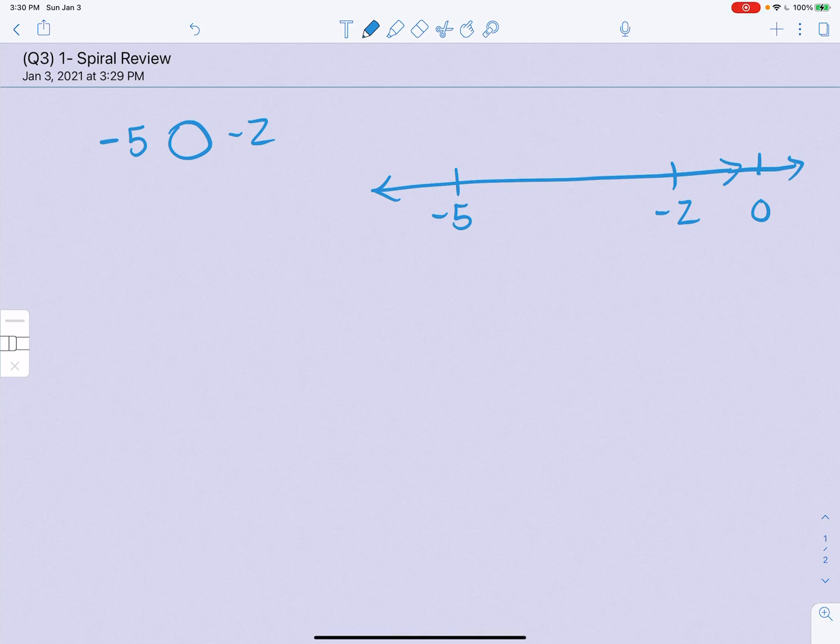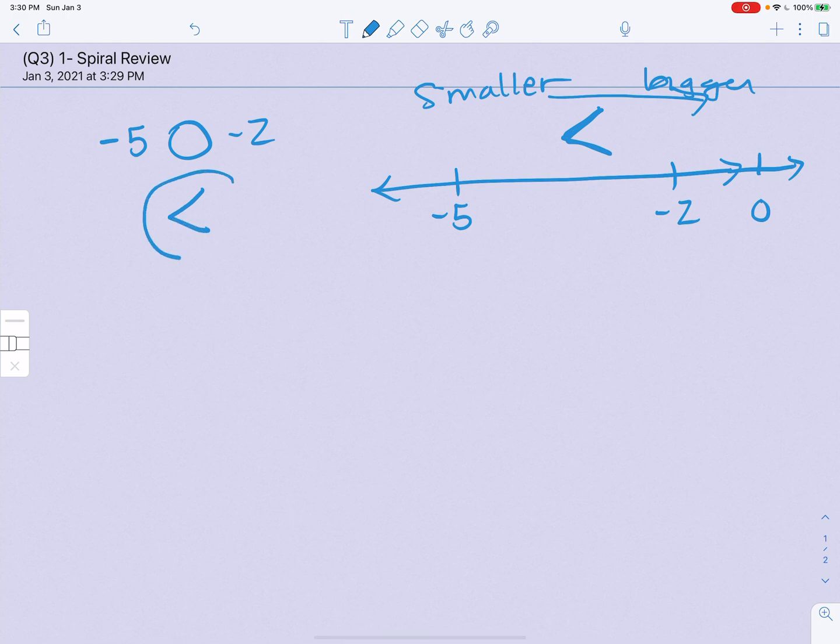And so if I were wanting the larger number, I would need to go that way because the -2 is bigger than -5. Anything this way is bigger, this way is smaller with negative numbers. So the answer to your first one is the greater than sign. Okay, we're going to go to the second problem.